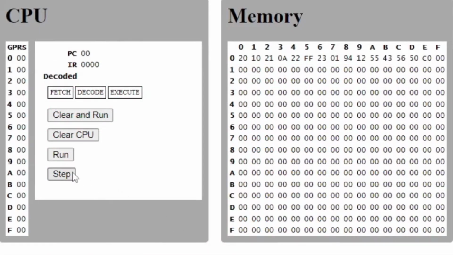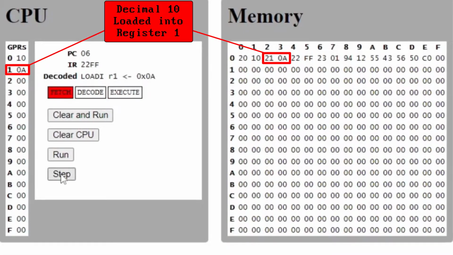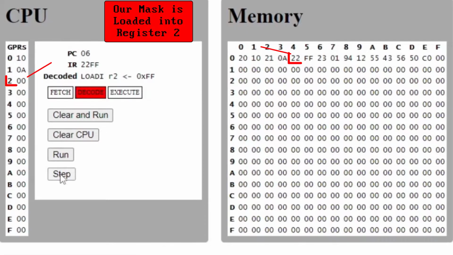Let's take a look at what that looks like. We'll go through a series of steps. Step 1, we're fetching the first instruction. We're loading 16 into register 0. Next, we're going to load 10 into register 1. Next, we will load the mask into register 2. Then we will load 1 into register 3.